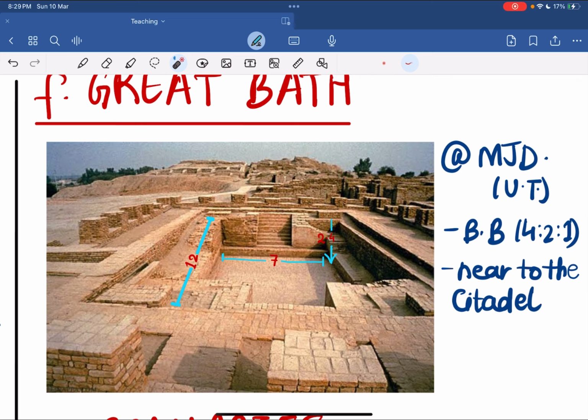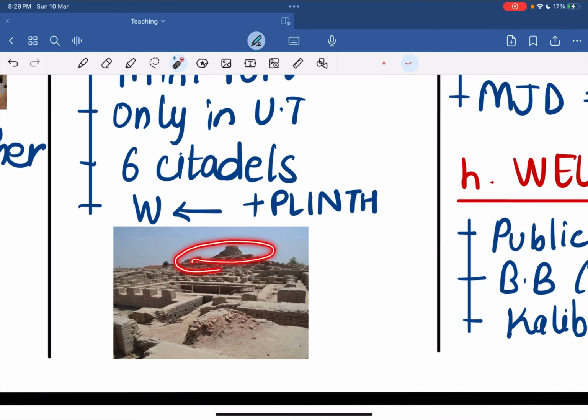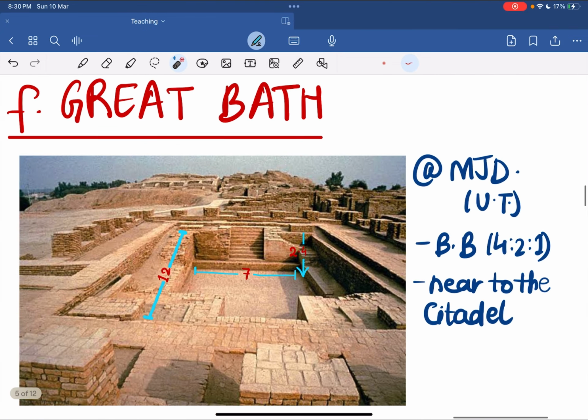It's only found at Mohenjo-daro. And Mohenjo-daro की भी upper town में मिलता है हमें ये. मतलब जहाँ पे ये है, let's say ये हमारा upper town है, ये हमारा citadel है. Upper town में हमें Great Bath मिलेगा. And where is Great Bath found? Only at Mohenjo-daro. Nowhere else. Mind it, 6 capital cities हैं, लेकिन सिर्फ हमें मोहनजोदारो में ही मिलता है.